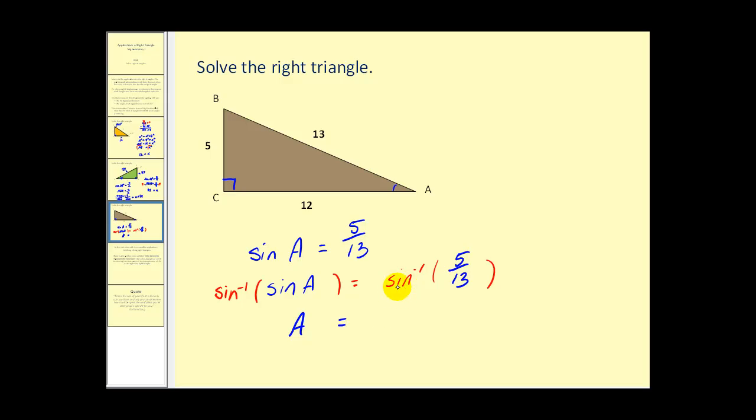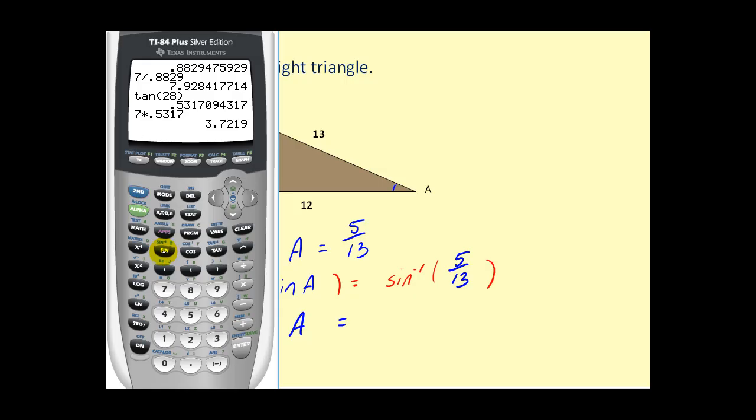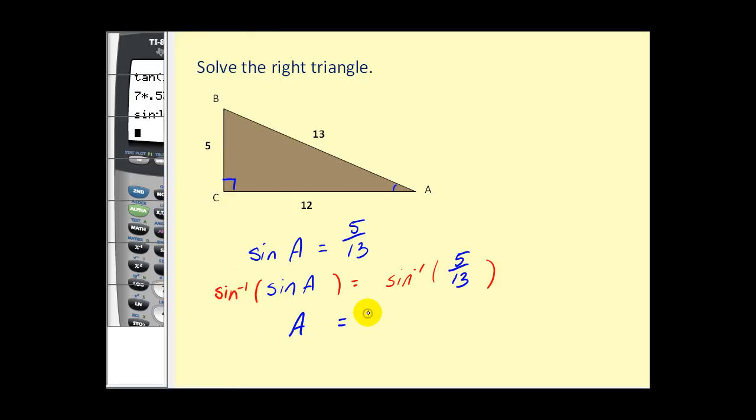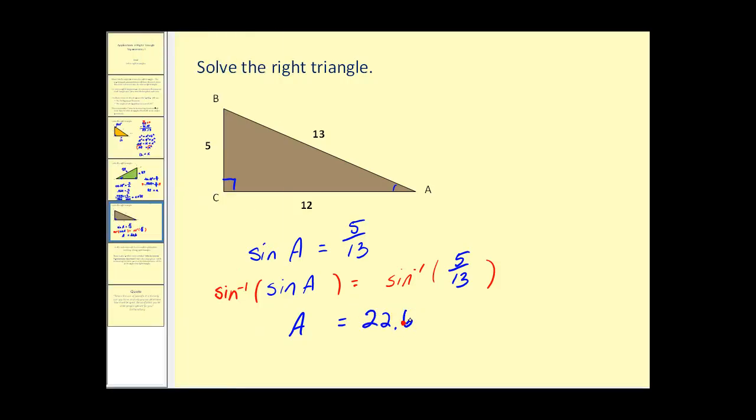Remember, inverse sine is second sine, 5 divided by 13. And the angle is approximately 22.6 degrees. So if angle A is approximately 22.6 degrees, we know these two are complementary. So 90 minus 22.6 would give us 67.4 degrees for angle B.